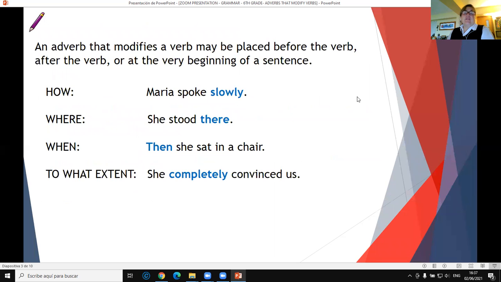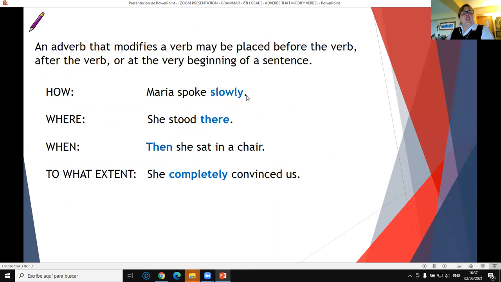An adverb that modifies a verb, you can find it at the beginning of the sentence, before the verb, or after the verb. There's not a rule for that. So let's see what they tell: how, where, when, or to what extent. Let's see some examples of adverbs. An example of an adverb that tells how about the verb is this.